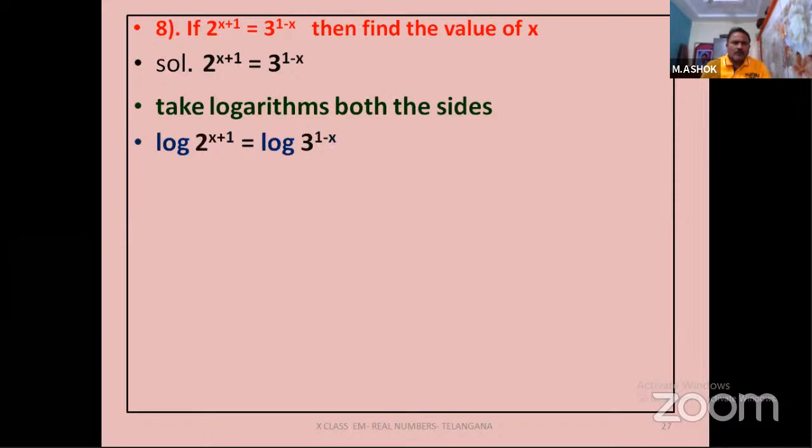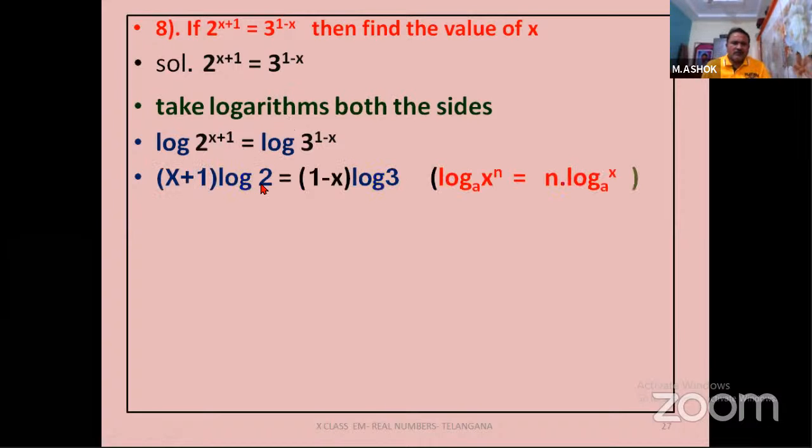Now log 2 to the power of x plus 1 is equal to log 3 to the power of 1 minus x. We simply put log on both sides. Now it is x plus 1 into log 2, and 1 minus x into log 3, based on the power rule formula. In log a to the power of n, the power here is x plus 1 and here is 1 minus x. Those come in front of log 2 and log 3.